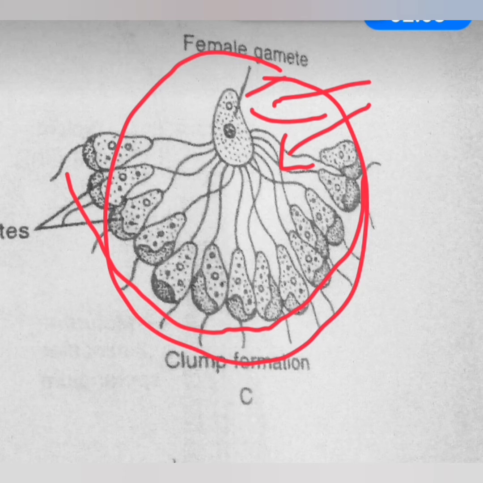This is referred to as the clump formation, where many male gametes encircle the female gamete and get entangled to it by the anterior large flagellum. Now out of these many male gametes, actually only one male gamete fuses with the female gamete. Only one will fuse with the female gamete.